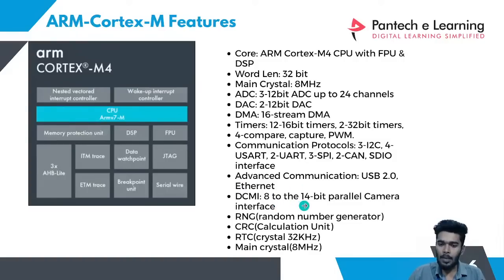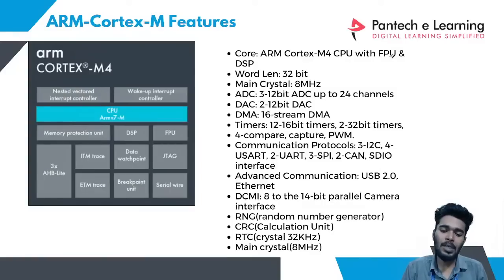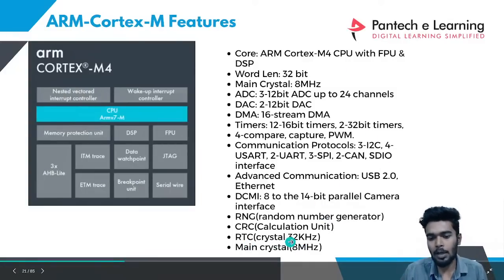And we have a DCMI interface, an 8 to 14-bit parallel camera interface, and we have a random number generator, and a CRC calculation unit. So the floating point unit is used to do precise calculation. So these both come under the same, and we have an RTC crystal of 32 kilohertz, and the main crystal is 8 megahertz. Okay.